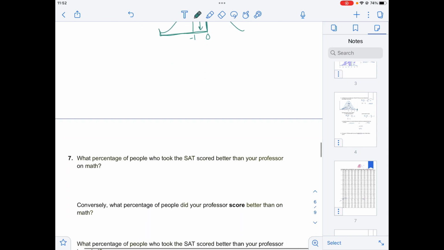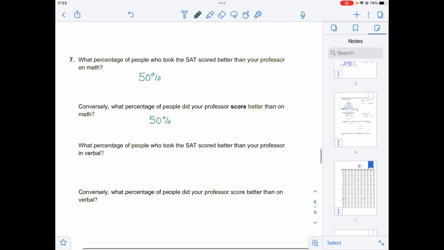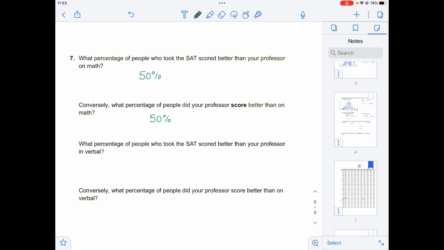So we get to our next question: what percentage of people who took the SAT scored better than your professor? Well, 50%, because he was right at the middle. And conversely, how many people did your professor score better than? Well, he scored better than 50%. Now, when we look at the verbal, we want to know the percentage of people who took the SAT that scored better than your professor. So we're going to have to do a little bit of work.